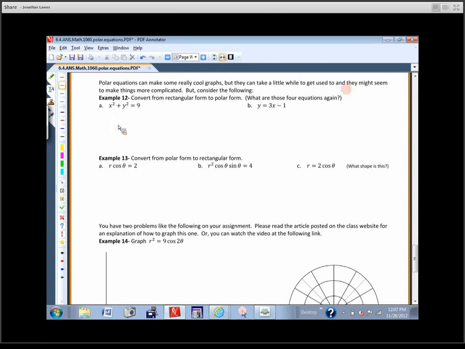Okay? Well, there were 4 equations that we can use to convert from rectangular to polar and polar to rectangular. One of them was x is equal to r cosine theta. You're going to need to know these for the test, by the way. y is equal to r sine theta. Remember the other ones? r squared equals x squared plus y squared. It's just the Pythagorean theorem. And then the last one was the tangent of theta equals y over x.